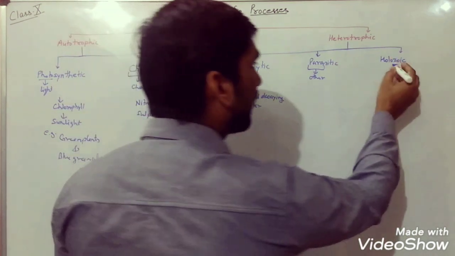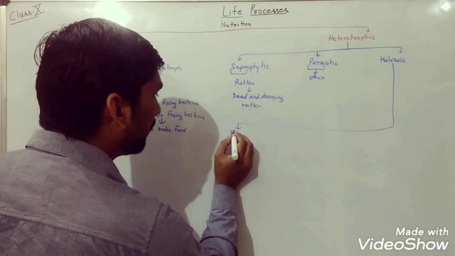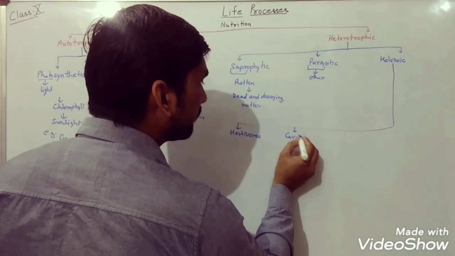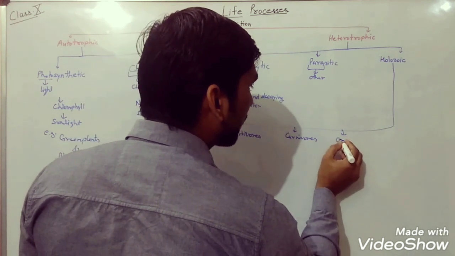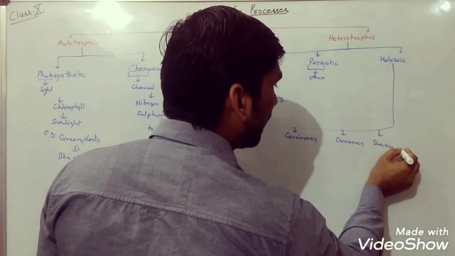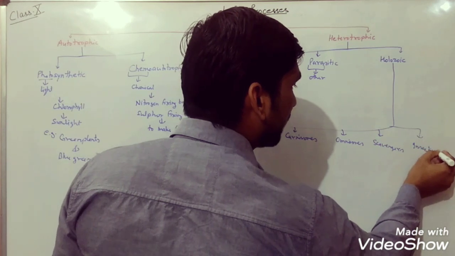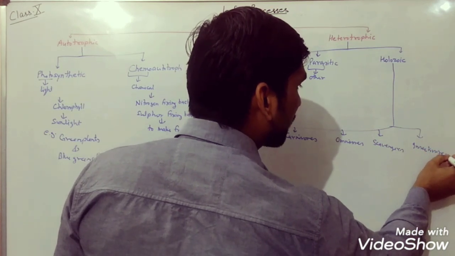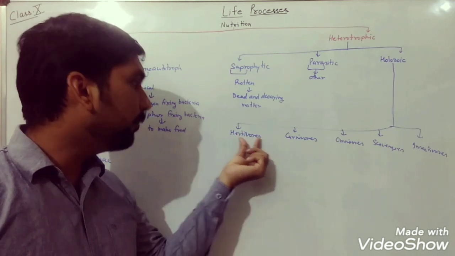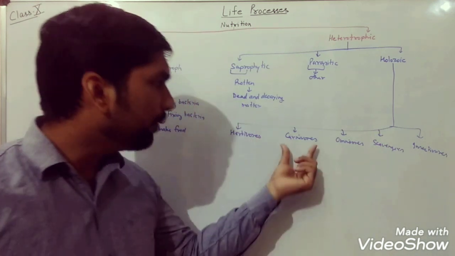Parasitic. And finally, when we talk about the holozoic nutrition, it is again classified in few categories, like you know about the herbivores, carnivores, omnivores, scavengers, and insectivores. So holozoic nutrition can be classified in herbivores. Herb means what? Plants, and vores means what? Eaters. So plant eaters are known as what? Herbivores. You are having an idea from the previous classes, from the lower standard also.